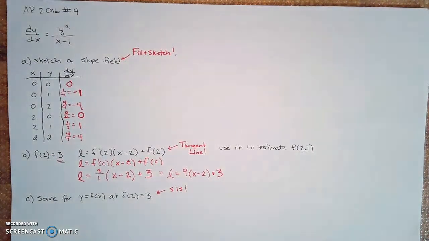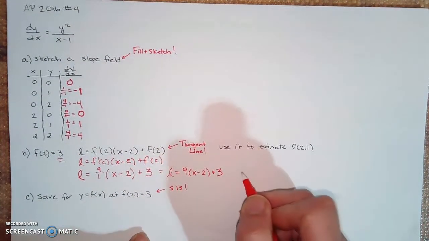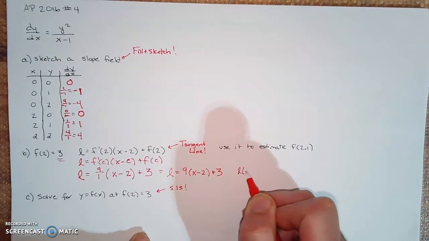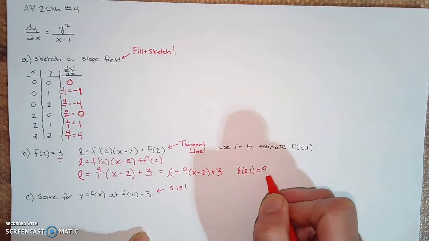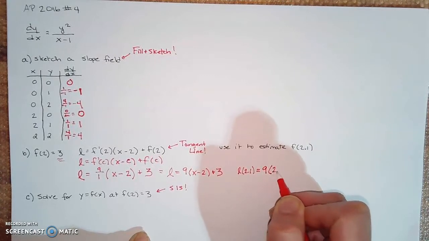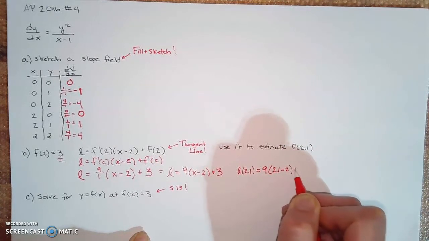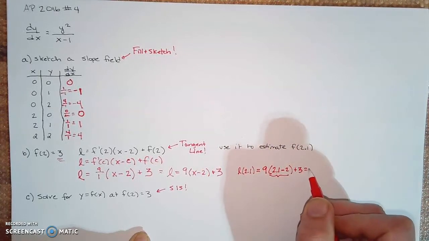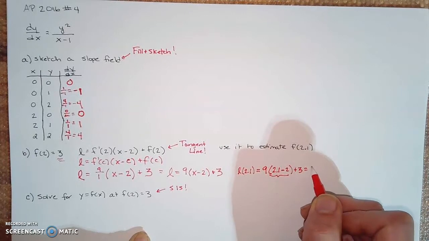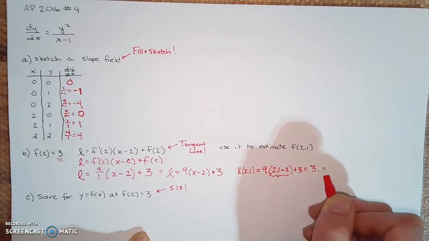And then it asks you to use that line to estimate f(2.1). Well, that would mean that the line at 2.1 is equal to 9 times (2.1 minus 2), plus 3. This is equal to 0.1 times 9, which is 0.9, so this becomes 3.9.